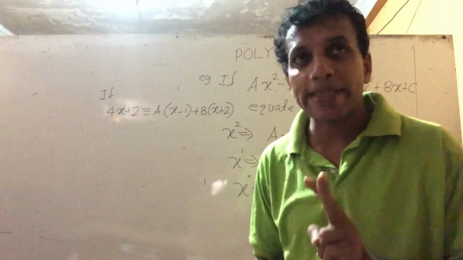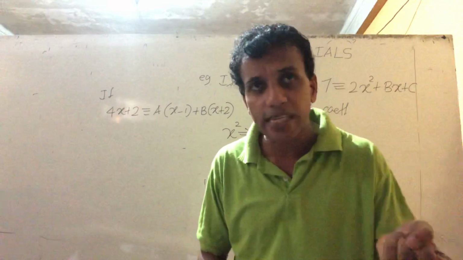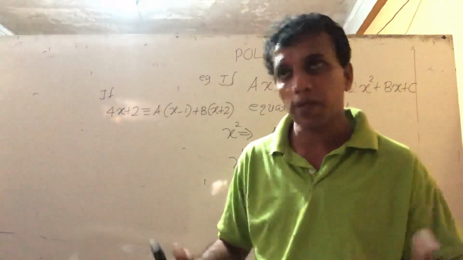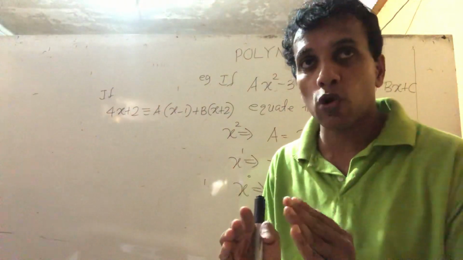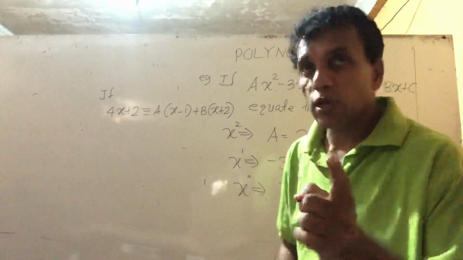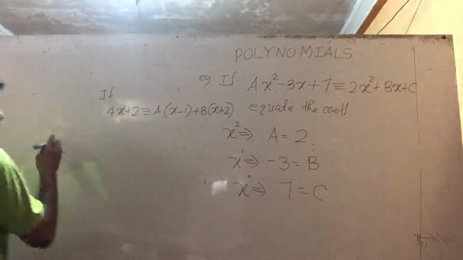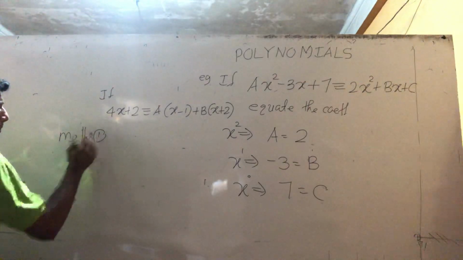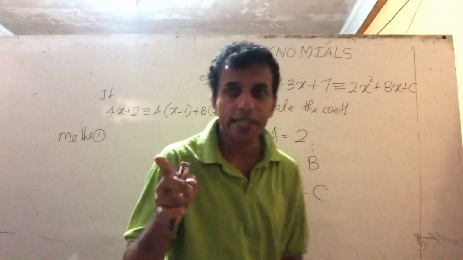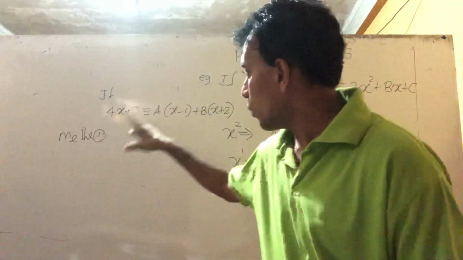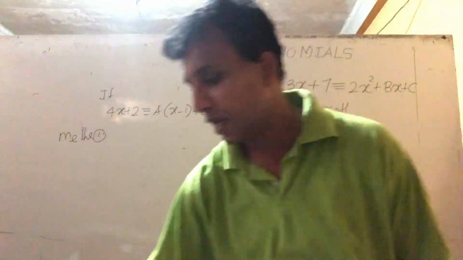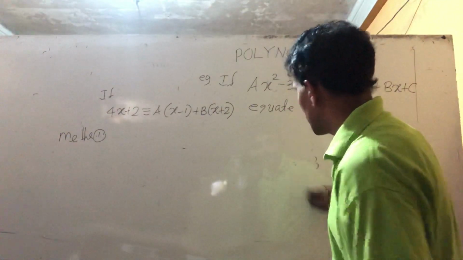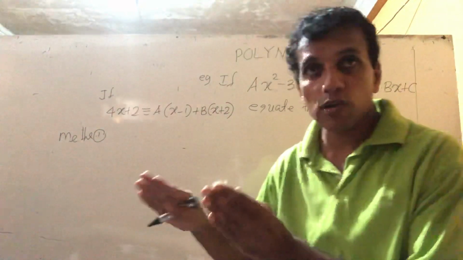So here I show two methods, right? Some questions, one method is easy, the other one is too long. Some problems, the other method is easy, the first one is too long. Maybe you decide which is easy to solve in a particular problem. So right below, method 1, equating the coefficients both sides.